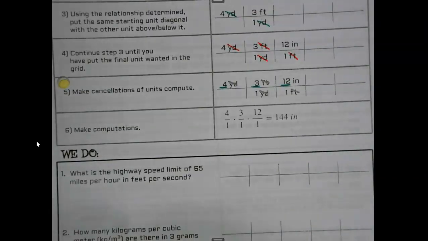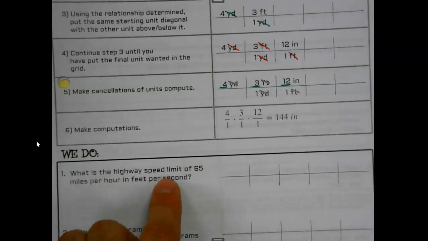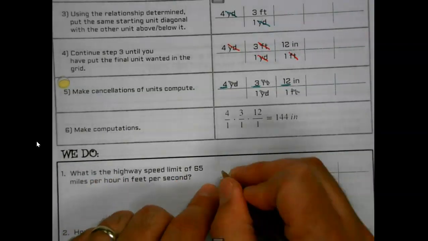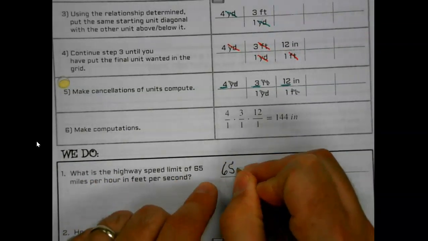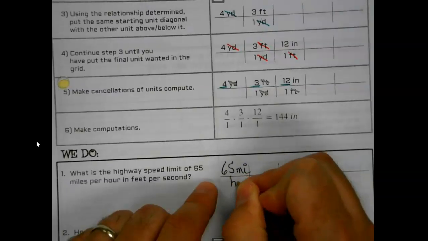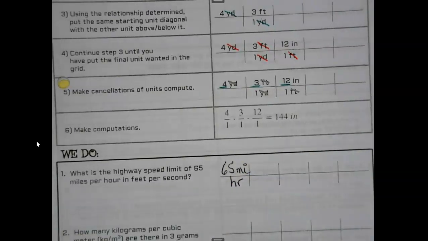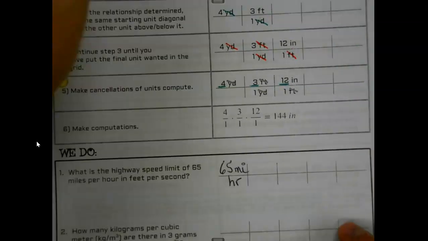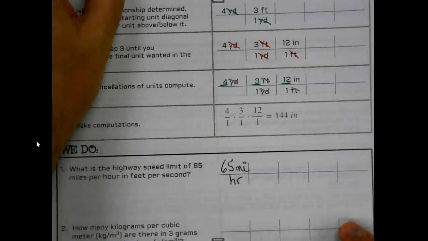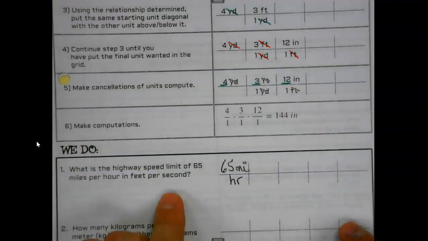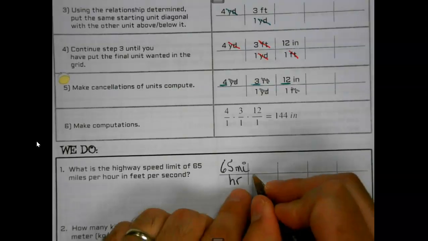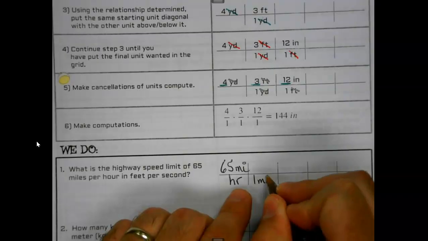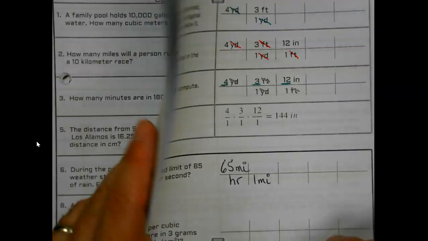I don't even know. So what's the highway speed limit of 65 miles per hour? So 65 miles per hour in feet per second. Oh boy. So let's see here. What do we want to do? Well, first I would say we want to get rid of miles. So we want to figure out something that's going to let us get rid of 1 mile here.